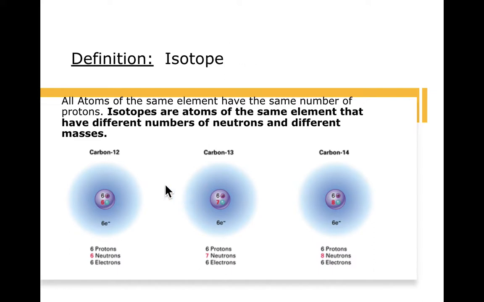Now, all atoms of the same element have the same number of protons. However, they might not have the same number of neutrons. And so the definition of an isotope: atoms of the same element that have different numbers of neutrons and therefore have different masses. For example, there are 3 common isotopes of carbon: carbon-12, carbon-13, and carbon-14.